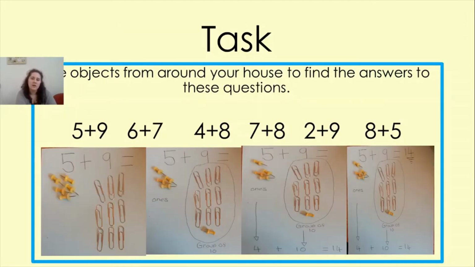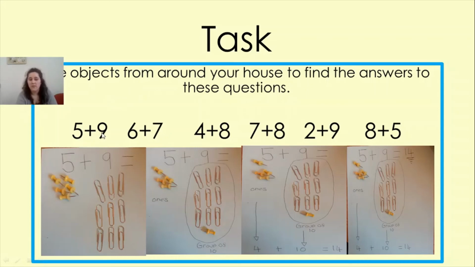Okay, your task for today is to use objects from around your home to find the answers to these questions. 5 plus 9, 6 plus 7, 4 plus 8, 7 plus 8, 2 plus 9, and 8 plus 5. You can do that by using anything that you have a lot of. I'll show you an example in my home because I've done the first one for you.